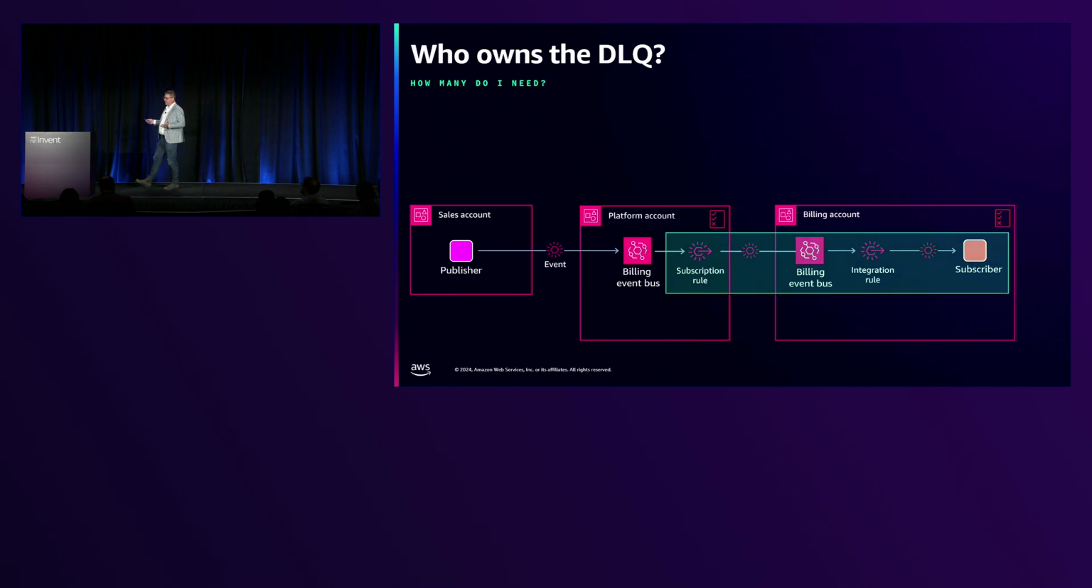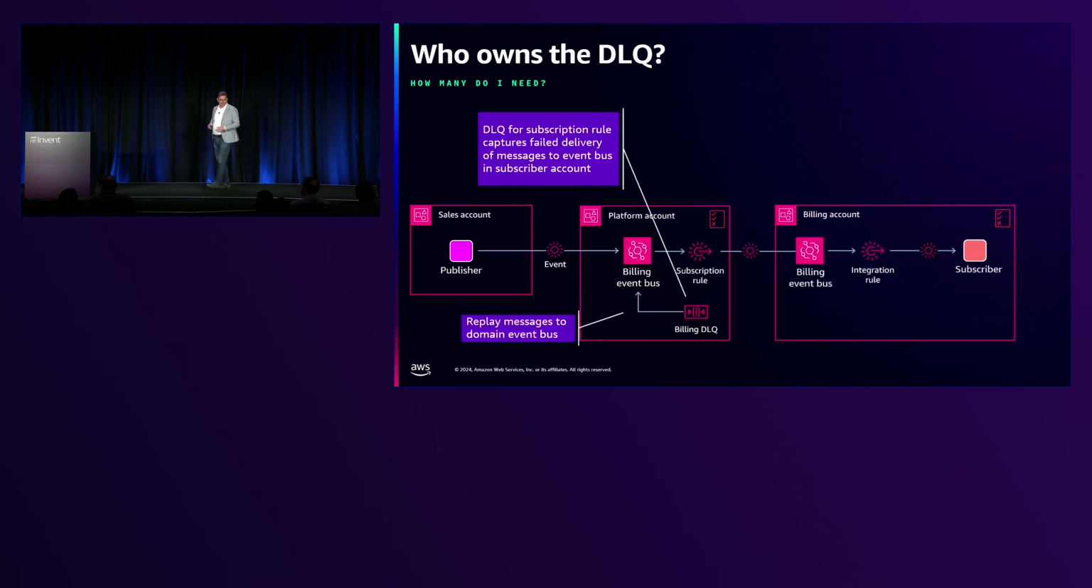If the subscriber owns the subscription rule and the integration rule, ergo, they should be responsible for defining the dead letter queues. But how many do you need, and where do they get put? Now, I would suggest that you align your dead letter queues to a particular domain. Don't have a dead letter queue for each and every target that you define. Have a dead letter queue for a domain so you can capture all those. Also, make sure that you have a dead letter queue for each integration point.